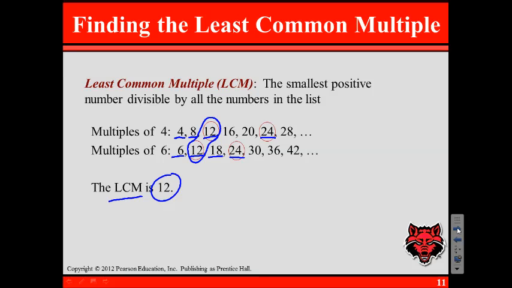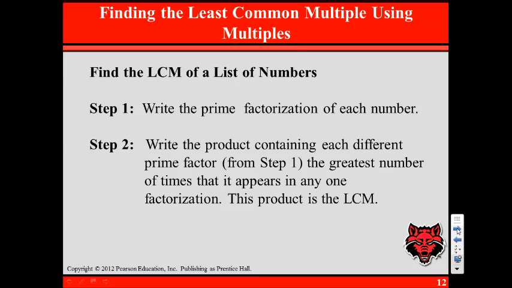Now, while this is a perfectly fine way to find the least common multiple of two numbers, it is highly inefficient. And as the numbers get larger, we will see that it's harder to make a list of multiples for each number to find what numbers they have in common. So this is the process we are going to use instead.